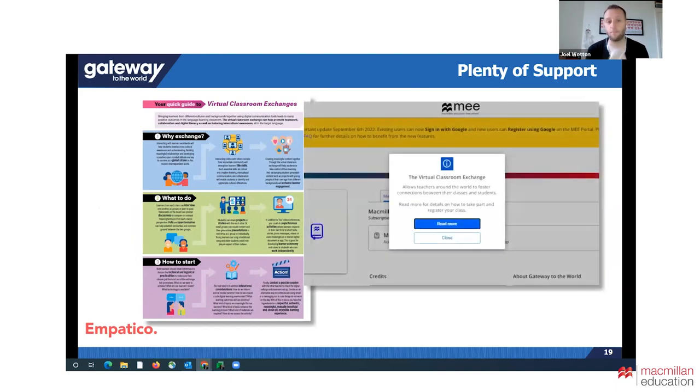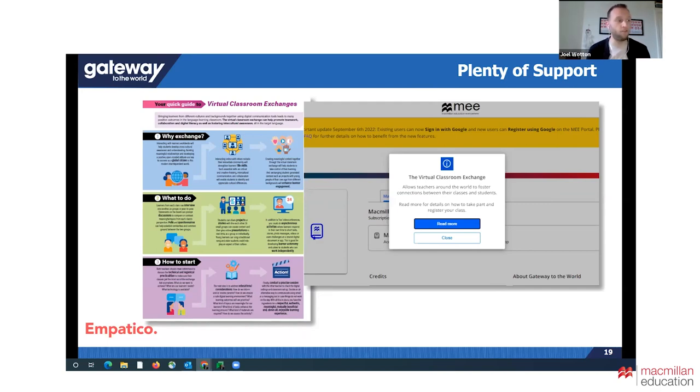We have a dedicated support email address for the virtual classroom exchange. So any technical support you might need, support is available at all times. The Teachers Resource Center with Gateway to the World is full of resources to enhance and facilitate your teacher exchange. And it includes a detailed teacher's guide on how to get the most out of your virtual exchange, including some of the hints and tips that Lauren mentioned today on fostering that empathy. And you can even access the virtual classroom exchange directly from the Macmillan Education Teachers app.